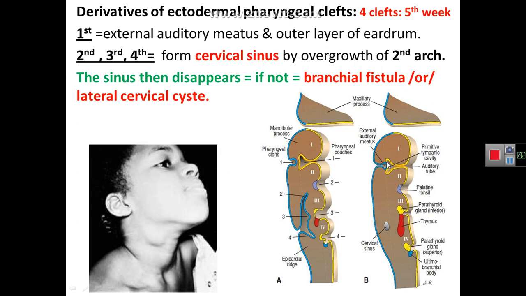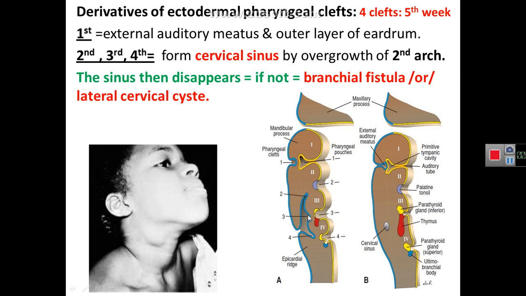You can see that the eardrum, the tympanic membrane, is formed by the inner layer from the endoderm of the first pouch. The outer layer of the eardrum is formed by ectoderm of the first cleft, and in between this endoderm and this ectoderm is a thin piece of mesoderm. So of the clefts, only the first cleft gives the ear canal.